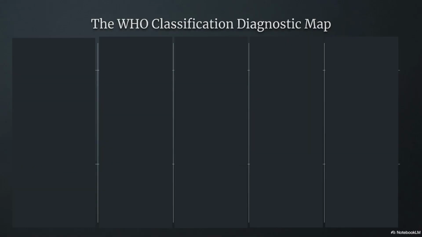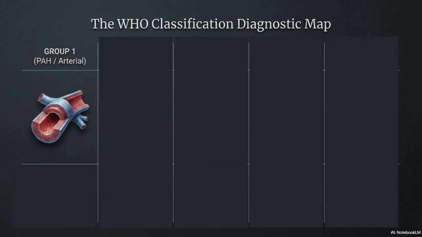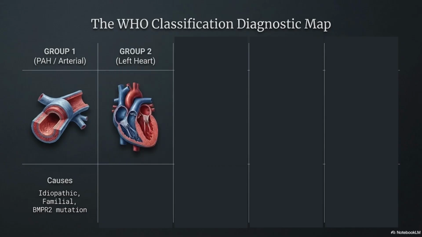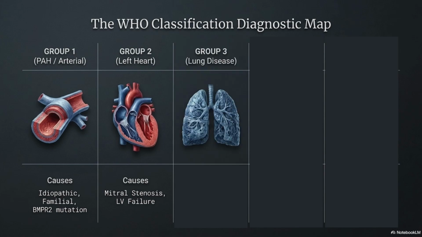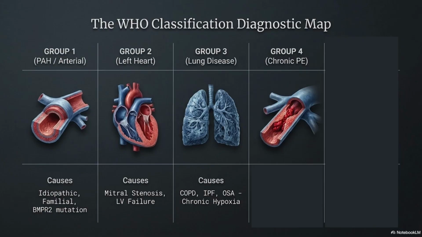To figure out why she has this, we use the WHO classification diagnostic map, which divides the causes into 5 groups. Group 1 is pulmonary arterial hypertension or PAH. The causes here include idiopathic, familial, and the BMPR2 mutation. Group 2 is driven by left heart diseases with causes like mitral stenosis or left ventricular failure. Group 3 is driven by lung diseases with causes being COPD, idiopathic pulmonary fibrosis, obstructive sleep apnea, and chronic hypoxia. Group 4 is caused by chronic pulmonary embolism, specifically CTEPH, which stands for chronic thromboembolic pulmonary hypertension from unresolved thrombi.